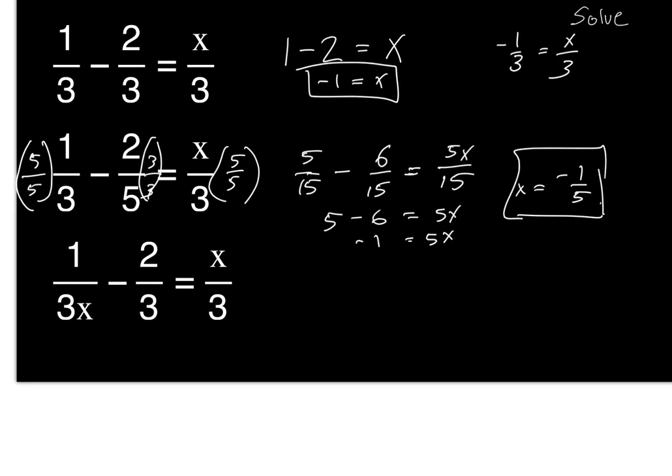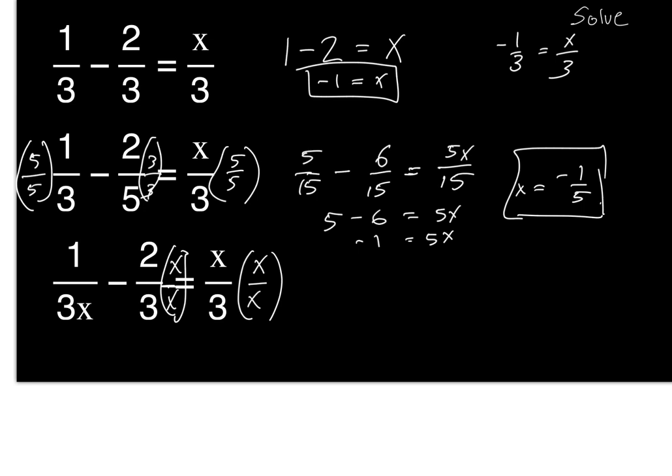Are all my denominators the same? No, they are not. To get them to the same, it looks like I need, this is 3x, that's 3, that's 3. These both need an x. So if I multiply this by x over x, which is 1, multiply this one by x over x.